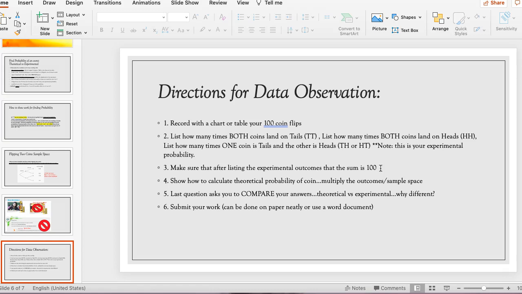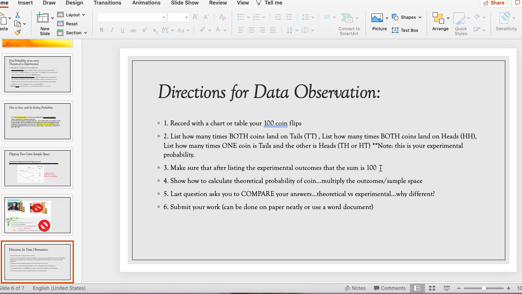You're going to show how to calculate the theoretical probability, which was on a previous slide, by either showing that you multiplied or showing that you added the outcomes in the sample space. The last question asks you to compare your answers. What was the difference between the theoretical answers and your actual experimental answers? Why do you think it was different? And you've had a quiz question on a previous quiz asking about what would happen if you flip 1 coin. So this should be fairly easy for you.